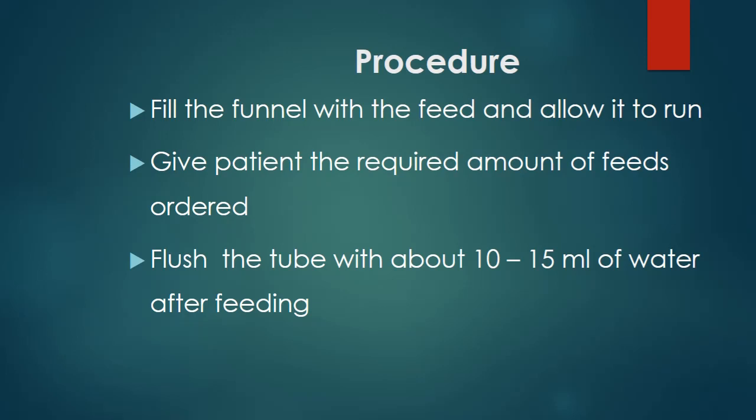But in the case of the gravitational feeding, you hang the food from a height. So first you clamp or you kink the tube, open the spigot, connect the feeding bag to the opening of the NG tube. Then you release the clamp for the food to flow. Just before the food finishes, you clamp again. All these measures are to prevent air from rushing into the patient's tummy.